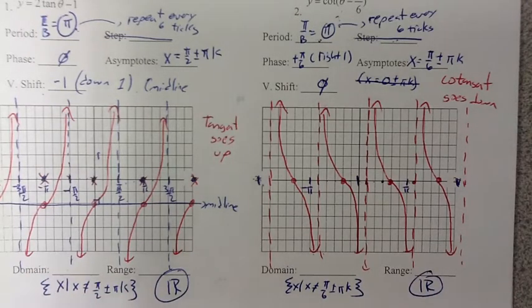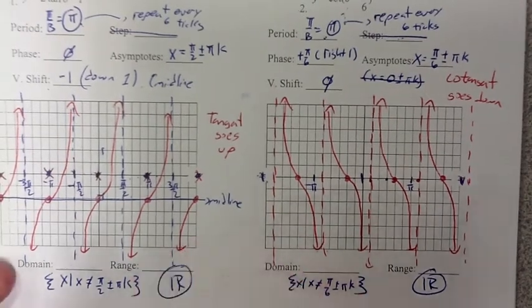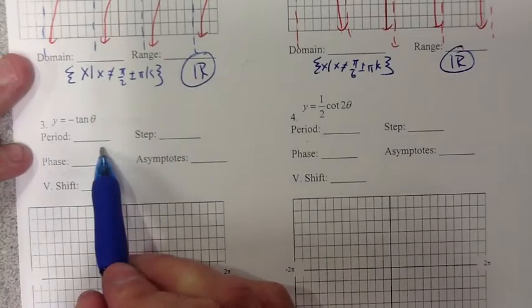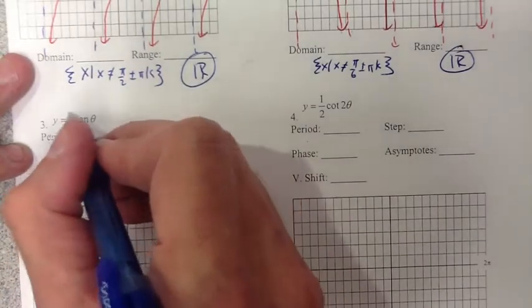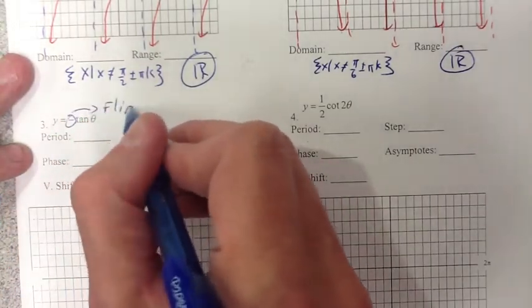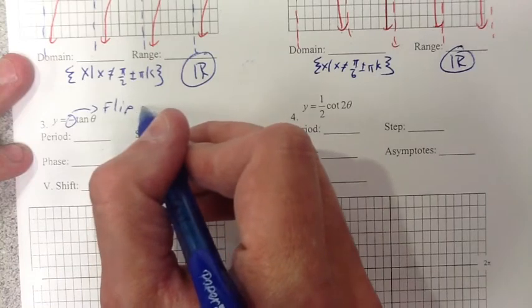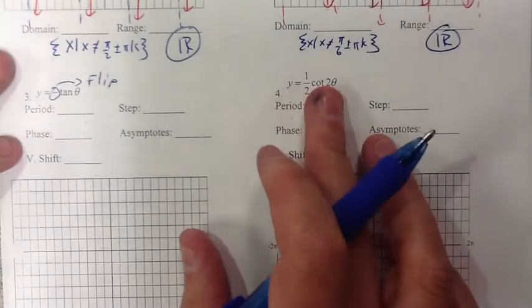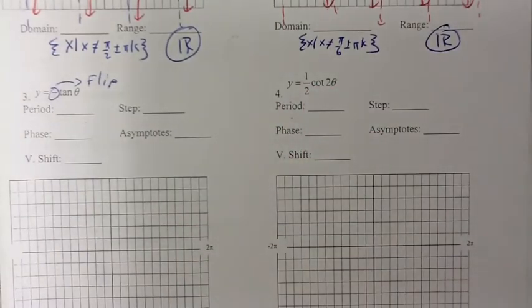All right. So there's our graph now. I'm going to let you guys do the negative tangent of theta. All that's going to do is, what do you think that's going to do? Oh, yeah. It's going to flip our graph. But I want to take a look at this next one over here because we have a period change.